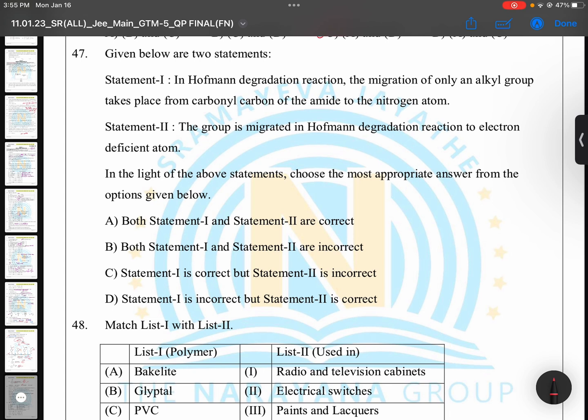I will give you the Hoffman bromamide reaction mechanism. This is a wrong statement. The group migrates to an electron-deficient center. This is right. I will give you the Hoffman bromamide mechanism. Here it will take much time.